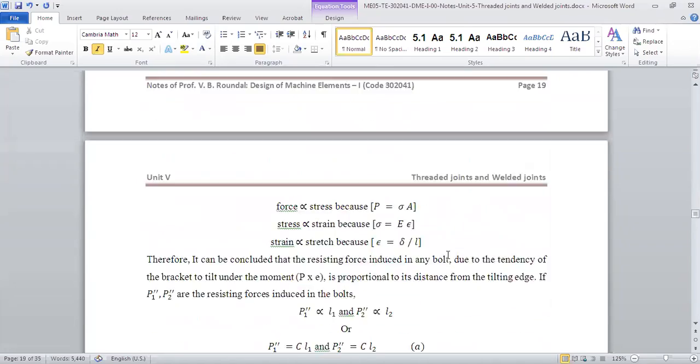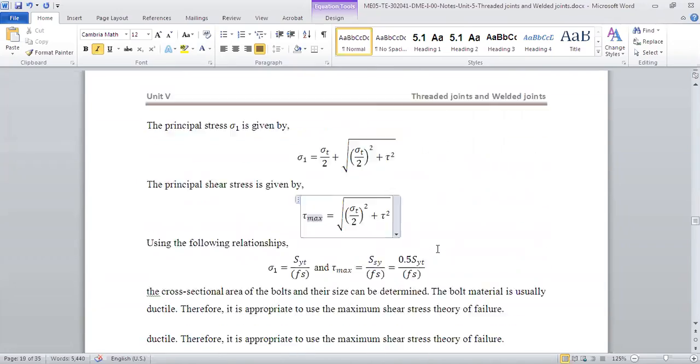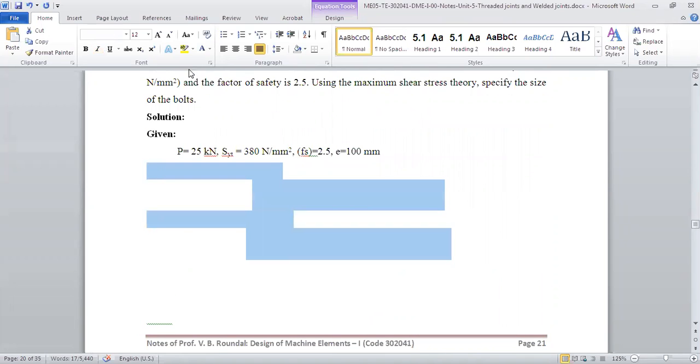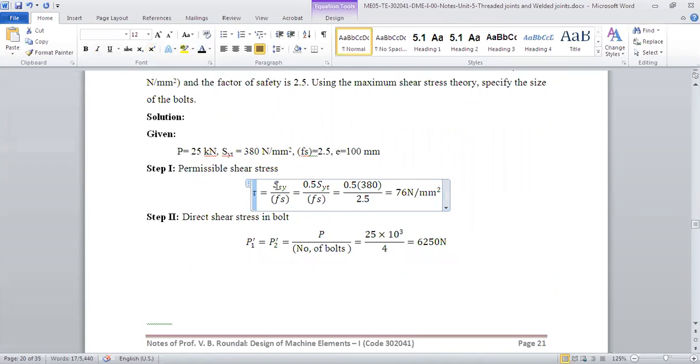Okay, let's try to solve this problem. How will we solve it? First of all, we find the allowable stresses. Tau allowable is SSY upon factor of safety, that is 0.5 of SYT upon factor of safety. So it comes to 76 Newton per mm square. So allowable shear stress is 76, and the allowable tensile stress, the principal stress, will be double of that, 152 Newton per mm square, because here we are going to use maximum principal stress theory.